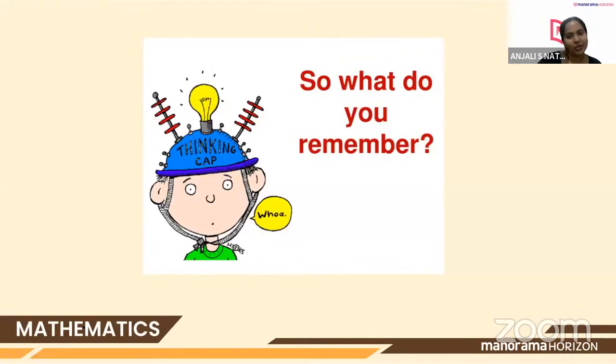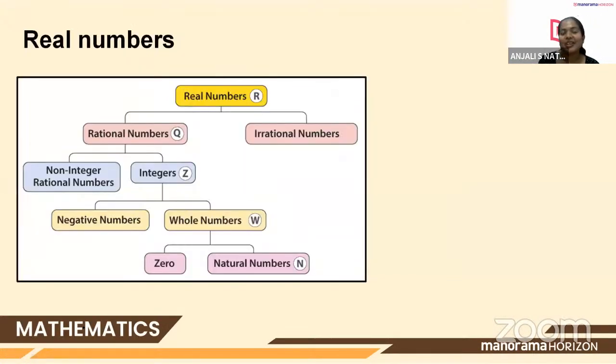So what do you remember? What is a real number? We can simply say that real numbers are the numbers that can be represented on a number line. That is a real number, simply. Okay. So what are the numbers that are included in the number line? So basically we can say that they are rational numbers and irrational numbers. Okay. So what are the numbers included in the rational numbers?